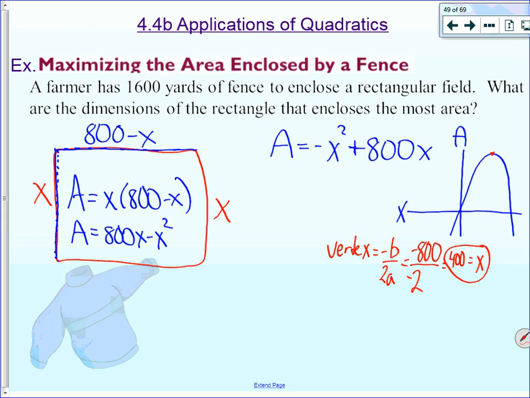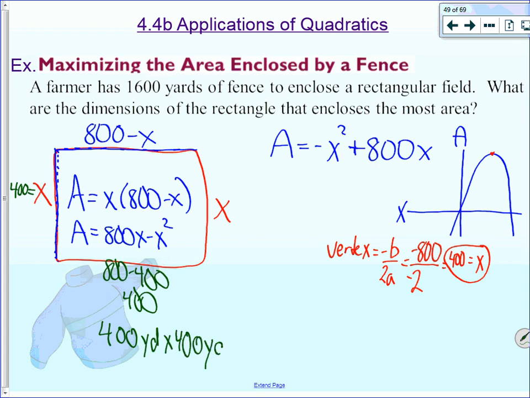And then I look at what the question is in the problem. It says, what are the dimensions of the rectangle that enclose the most area? So the dimensions are 400 by how much? Ollie? 400. Because my other dimension is 800 minus x, which is 400. So it's a 400 yard by 400 yard rectangle, aka a square.